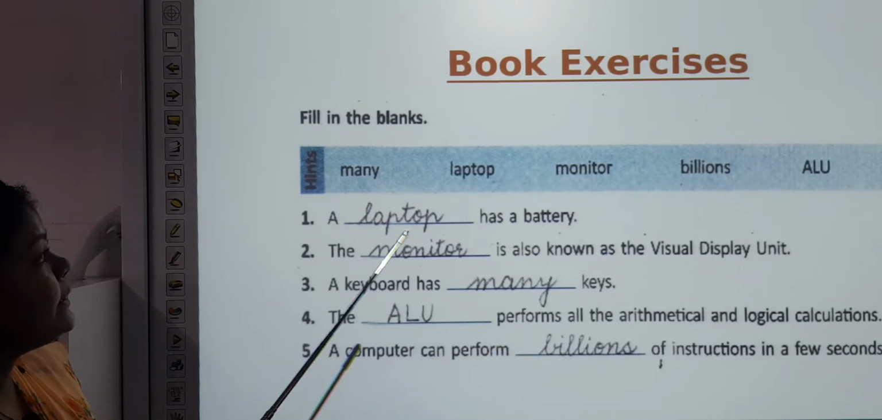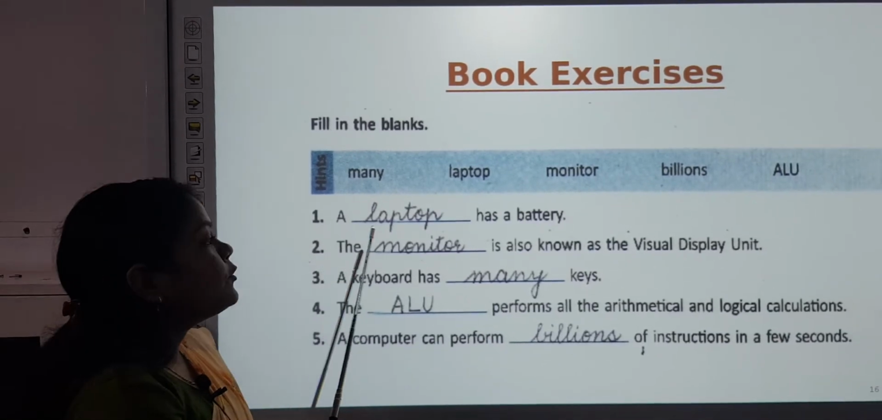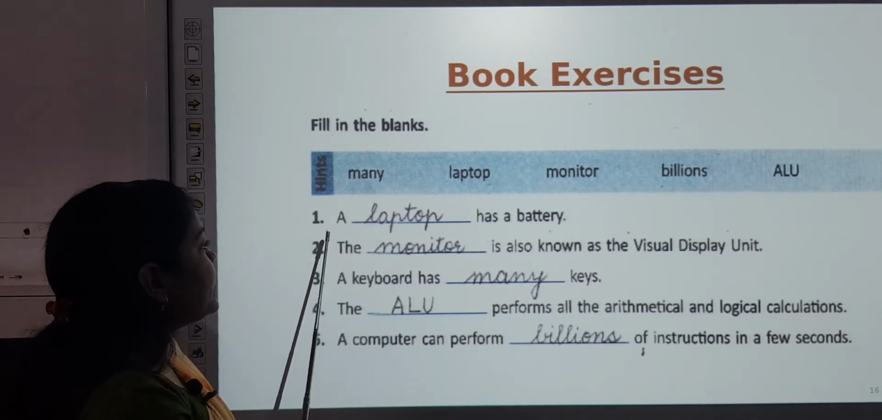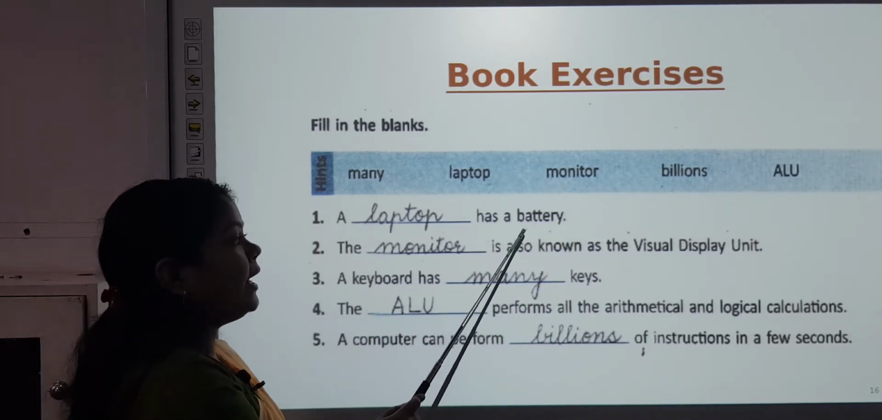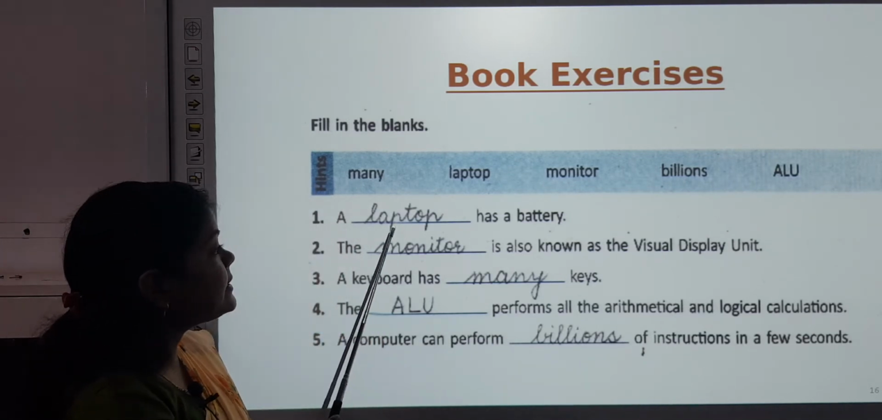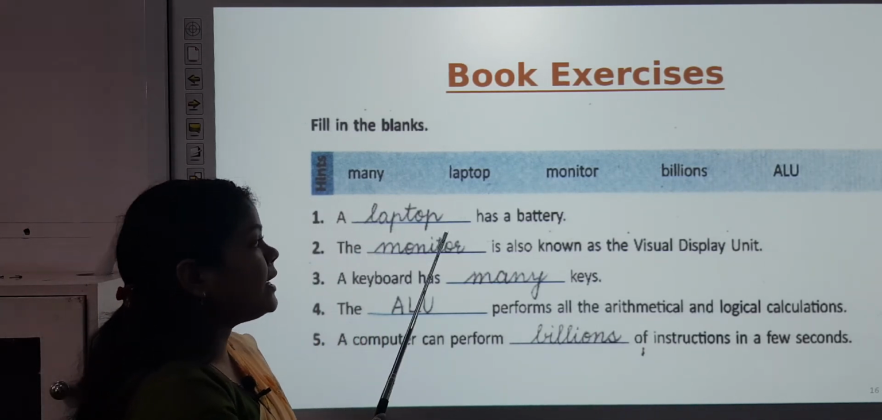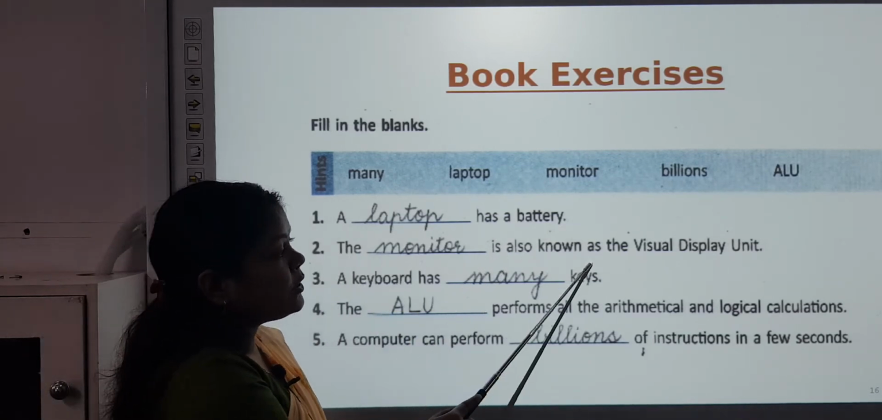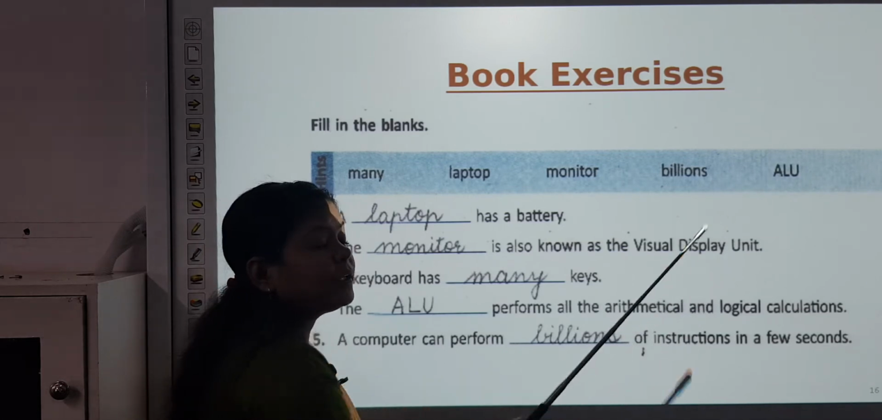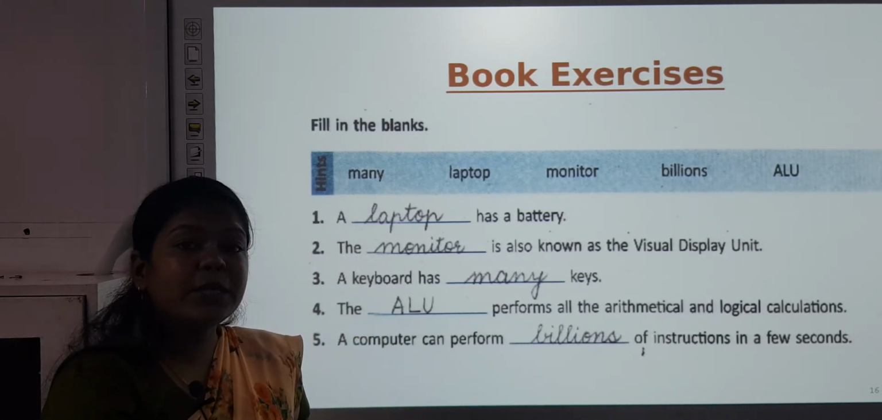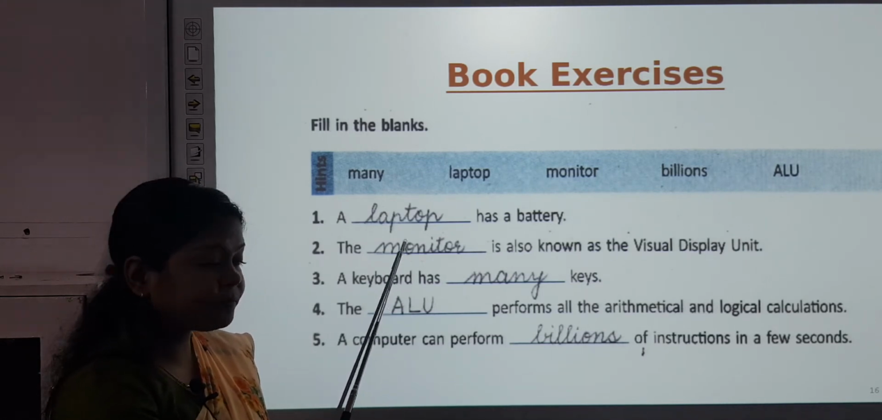Next, fill in the blanks. You have to fill in the blanks from these options. Our first one is, A dash has a battery. Which device has a battery that can be recharged from the electricity? That is laptop. A laptop has a battery. Next, the dash is also known as visual display unit. We have discussed which device is known as visual display unit, that is monitor.